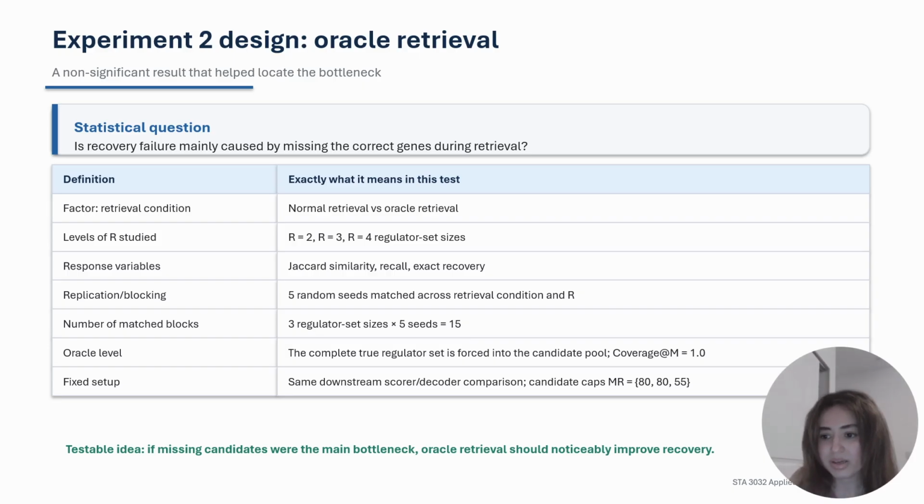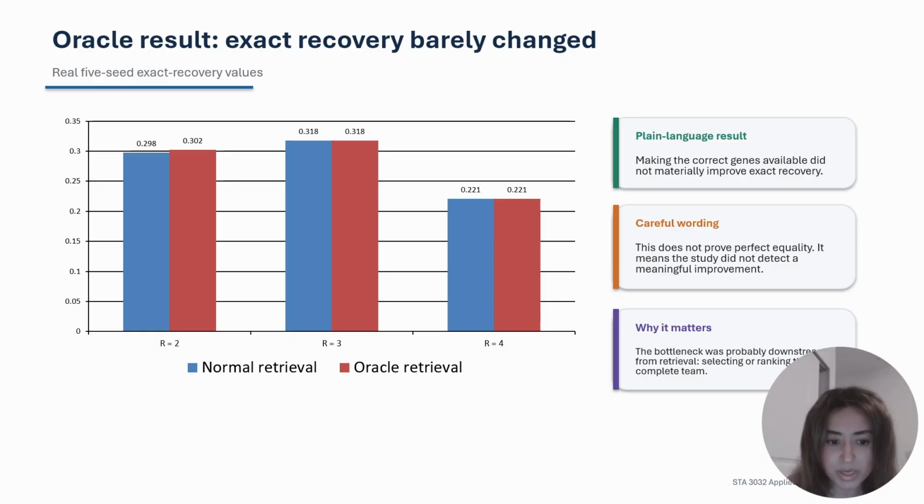So let's look at some of the values that we had. We could discuss the descriptive exact recovery, which is one of our response variables. Here we basically have the perfect condition versus a normal condition for the first stage of the model. At R equal to 2, it seems the exact recovery increased by a very small portion, and at R equal to 3 it remains the same.